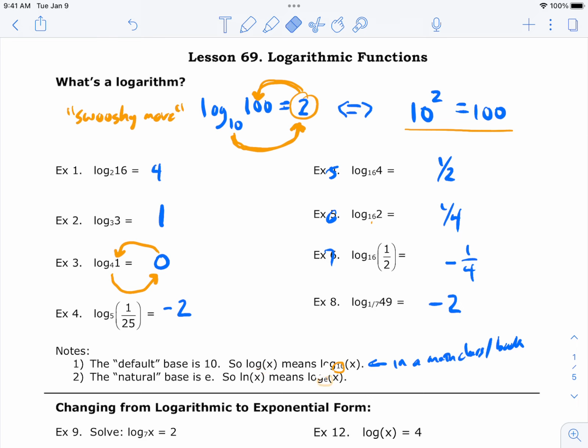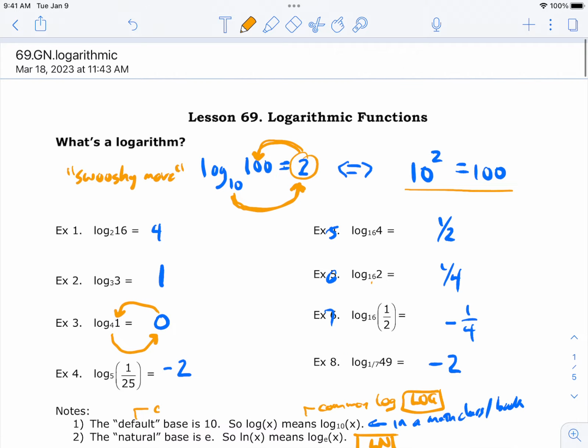And you should have a log button on your calculator. Sometimes this is called the common log. Maybe I'll write this down. Common log. And there's a button on your calculator which looks like this, and that's the common log. There's also a button on your calculator that should look like an ln, and that means natural log. So you got those 2 log buttons for sure on a scientific calculator.